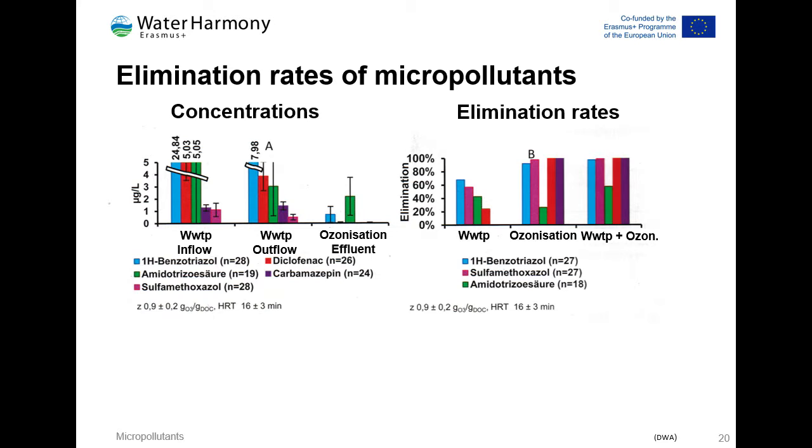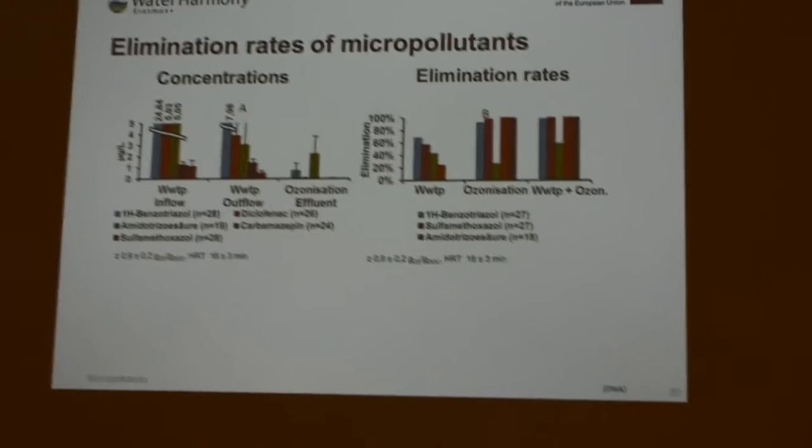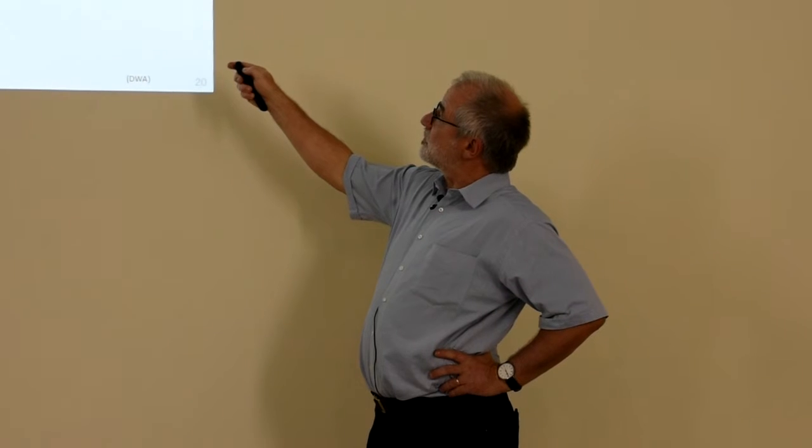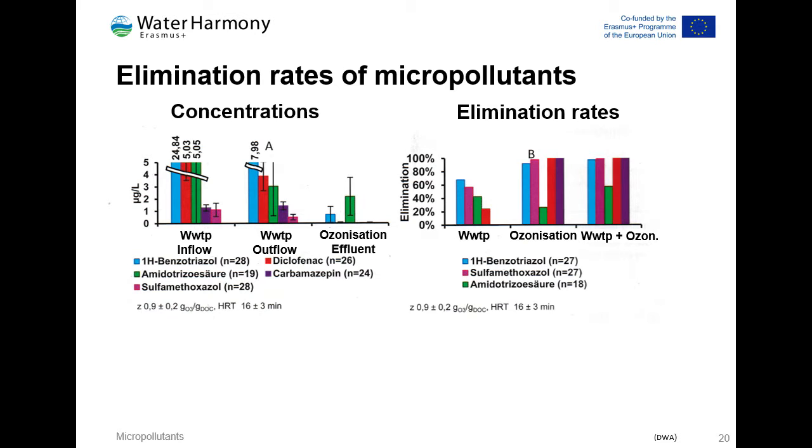You can see here the concentration of different substances, the concentration of the inflow and the concentration of the outflow of the wastewater treatment plant. You can see here the degradation by the activated sludge system is only partial. The degradation, depending on the substance, is sometimes between 20 to 70%, but not complete. So this treatment is always a post-treatment. And when you go here to the ozonization, it is quite effective.